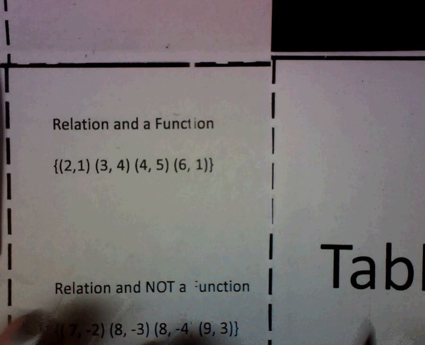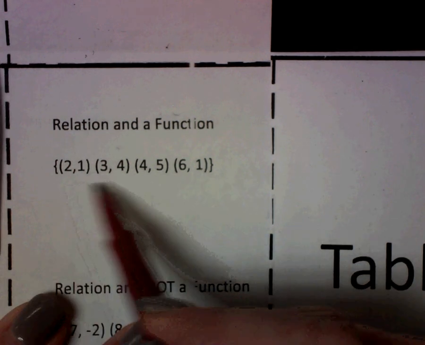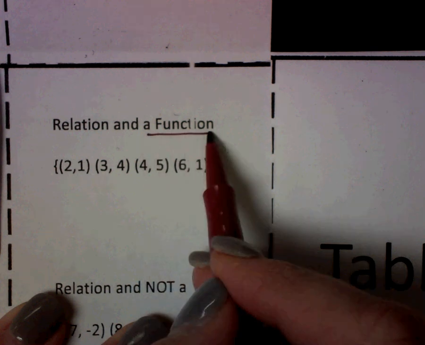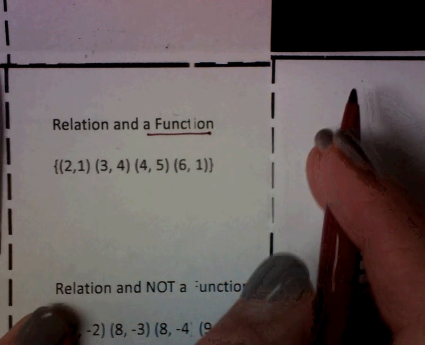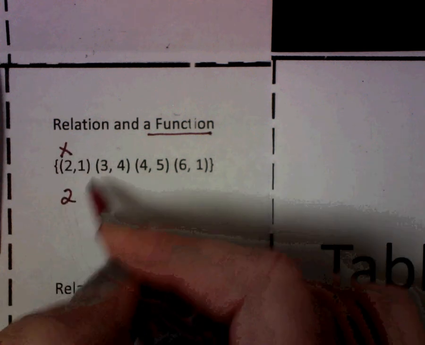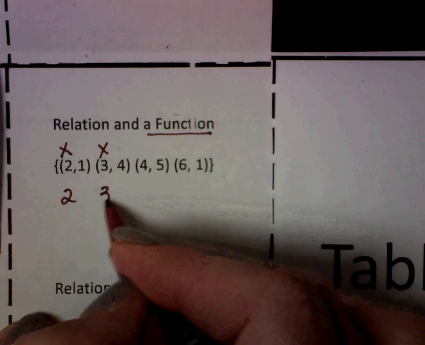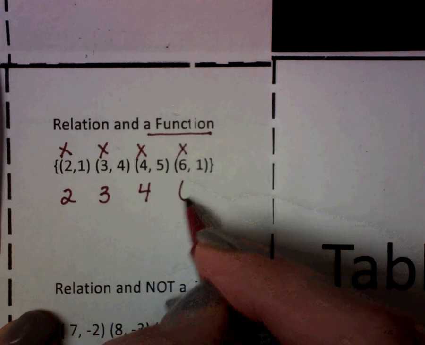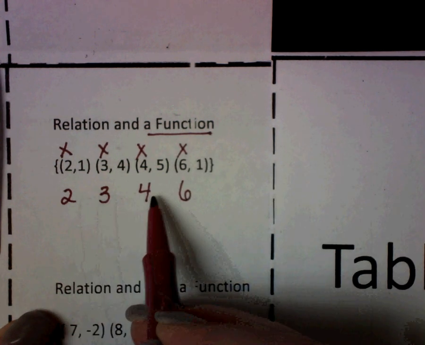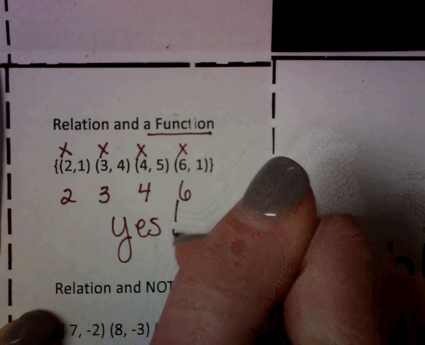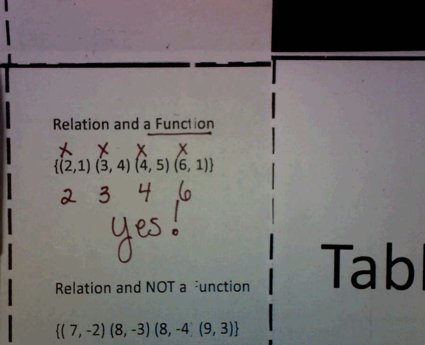Okay, so this first one, I told you that this is a relation because it's a set of ordered pairs and it is a function. So let's look at it. Remember, I told you all we have to do is look at the x values. So we've got 2, we've got 3, 4, and we've got 6. All of the x values are different. So yes, this is a function. Okay? Look at the next example.